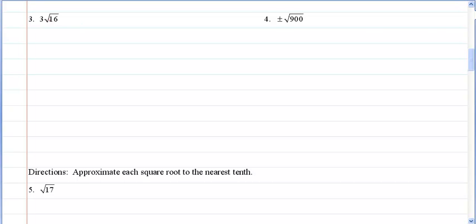For number 3, we have 3 times the square root of 16. And for 16, two of the same numbers that multiply to 16 are 4 and 4. So I just take the 3 that's already in front, multiply it by the number 4 so that I get 12.